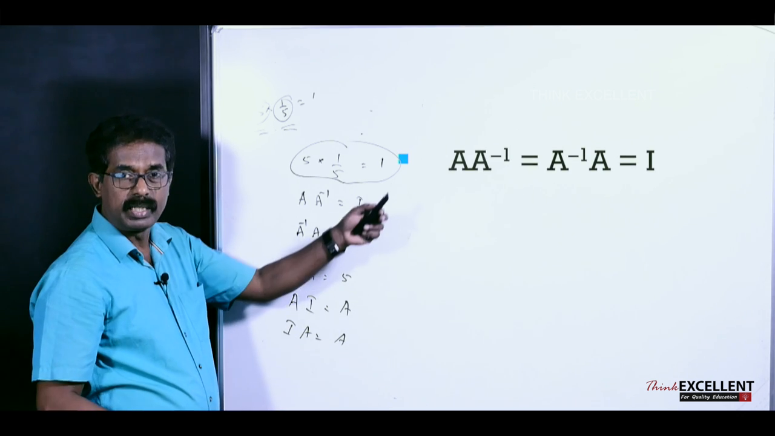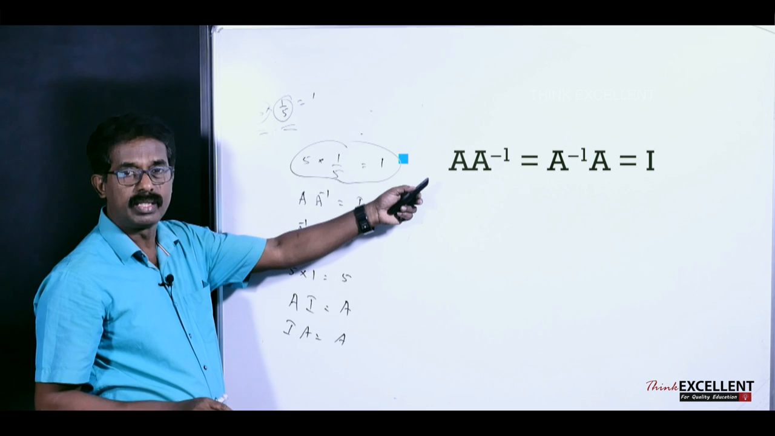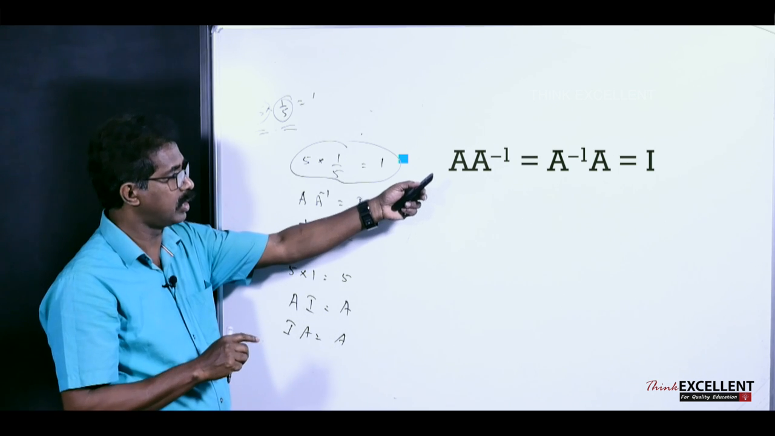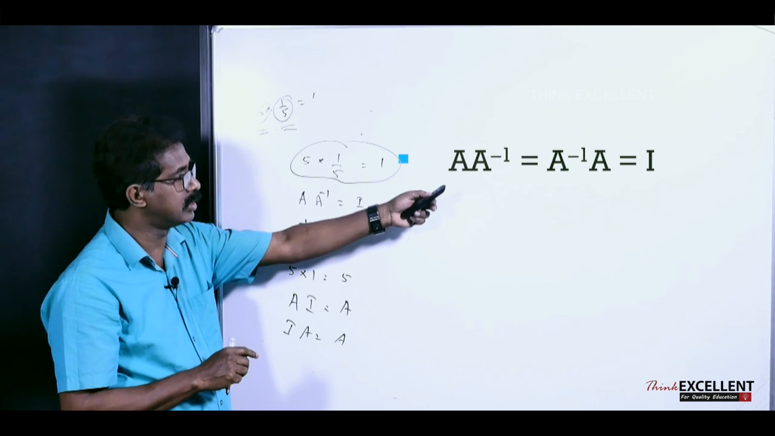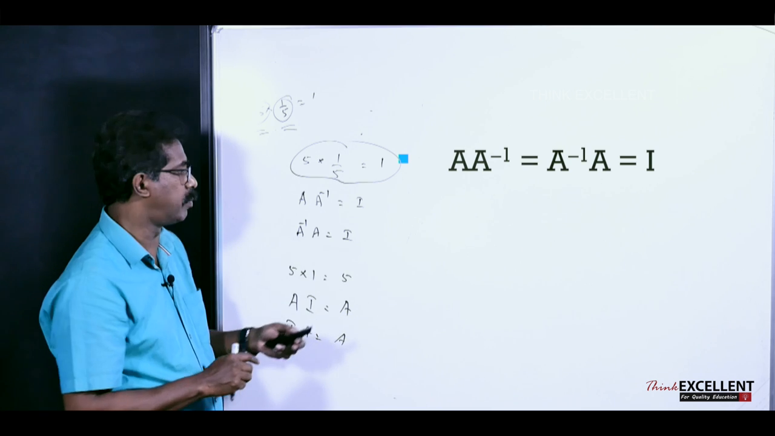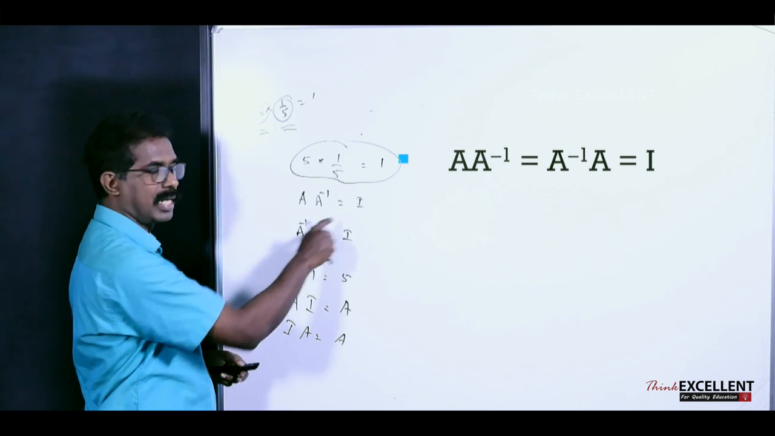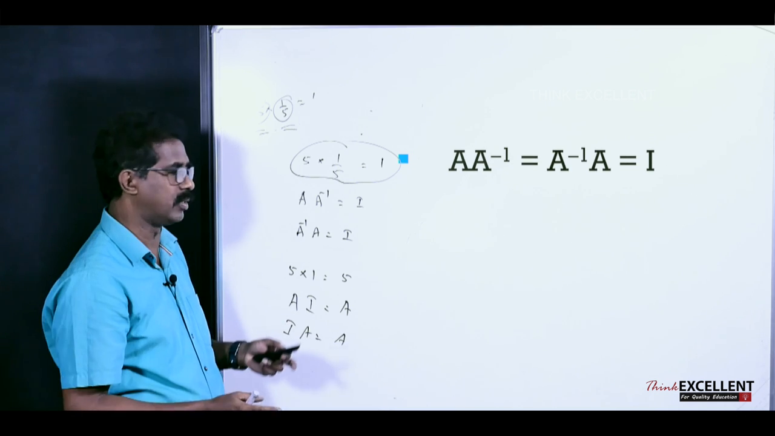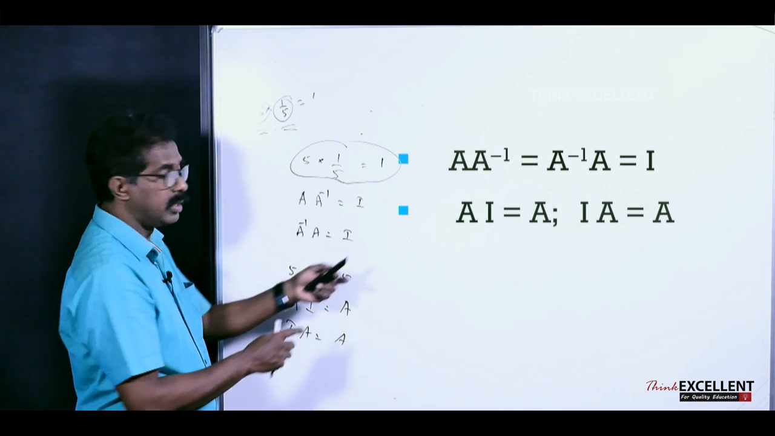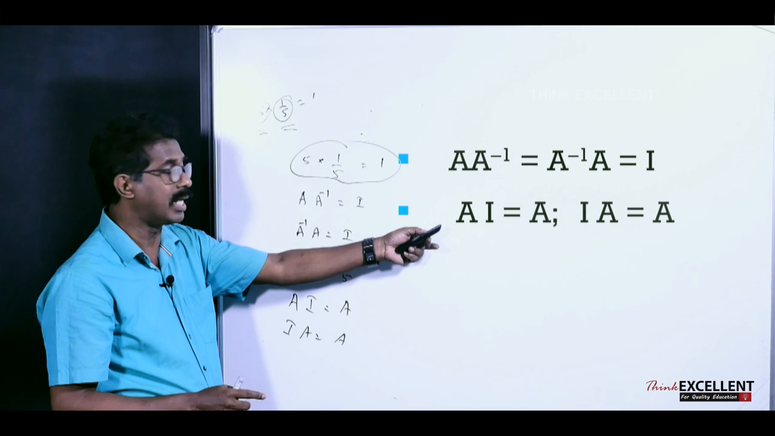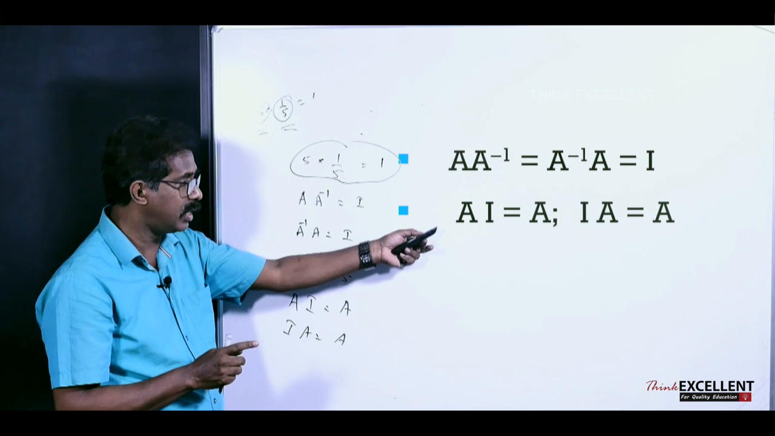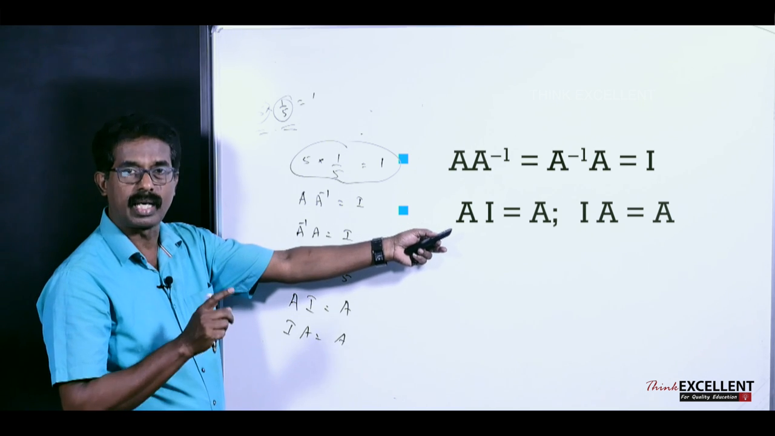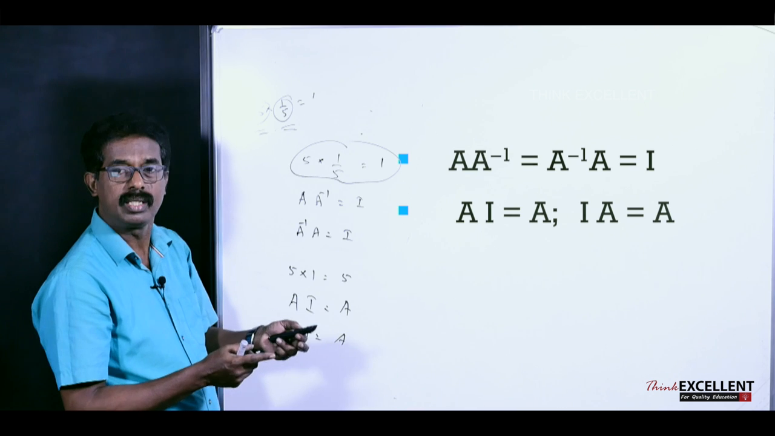The first one is A into A inverse, which can be reversed. A into A inverse is equal to A inverse into A is equal to I. That's the first result you remember: a matrix multiplied by its inverse, the answer is I. Okay, see the next one. A into I. I is like 1, I said, right? So A into I is equal to A, and I into A is also A.